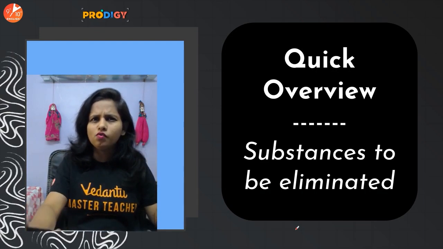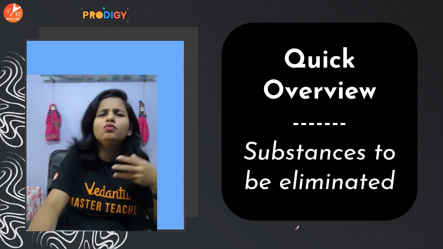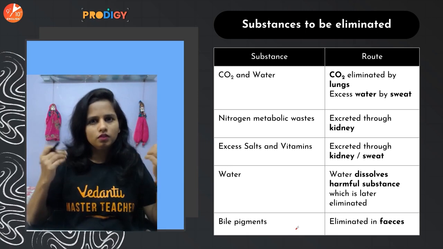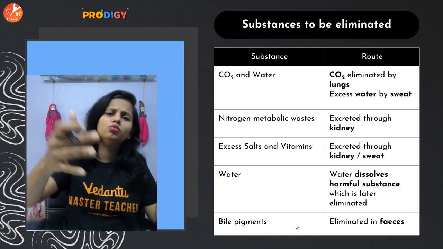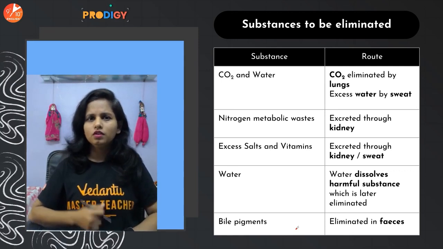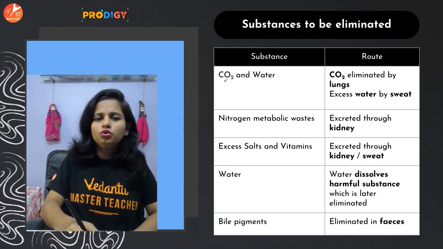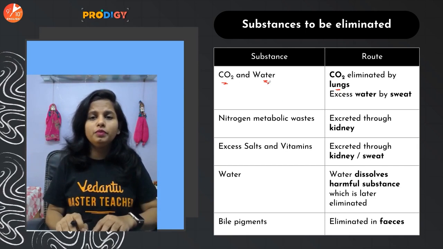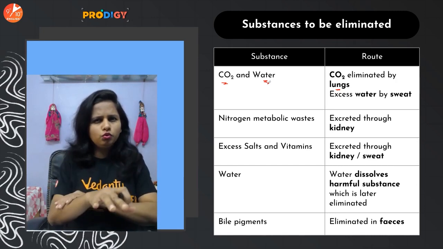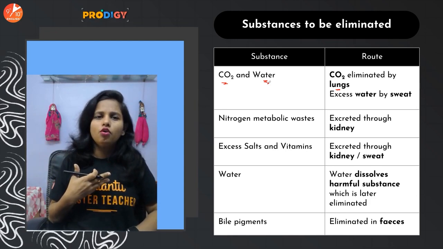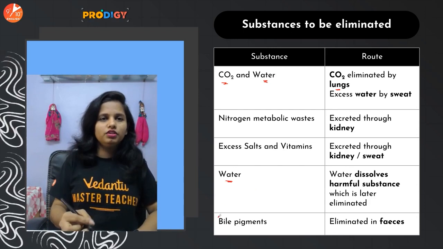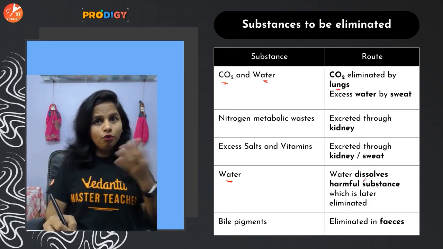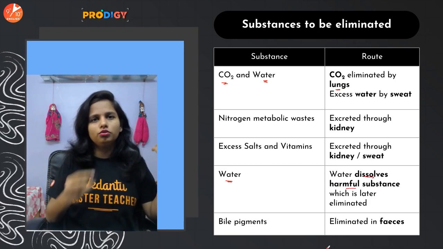This is going to be a quick overview about how substances which are unwanted are eliminated from our body. Whenever metabolism takes place of the organic substances like carbohydrates, proteins and fats, for example, let's take glucose. When the glucose is broken down during cellular respiration, we get CO2 plus H2O plus energy, right? This CO2 is eliminated with the help of lungs during exhalation, and the water that is being formed is eliminated either through sweat, and when we drink a lot of water or consume a lot of juices, this water which has been consumed in excess is eliminated by our body along with urine.